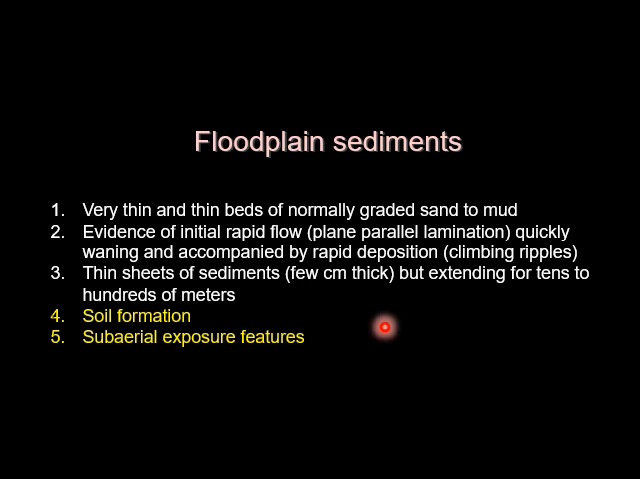Floodplain sediments. Normally they are very thin beds of normally graded sand to mud. There is evidence of initial rapid flow, which led to the formation of plane parallel lamination. But they quickly transform to waning flow, accompanied by rapid deposition, which is evidenced by the presence of climbing ripples. They deposit thin sheets of sediment, a few centimeters thick, that extend tens to hundreds of meters.